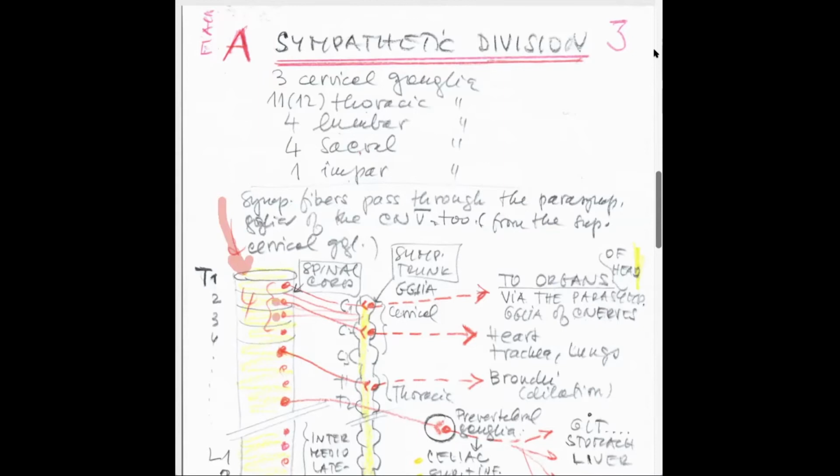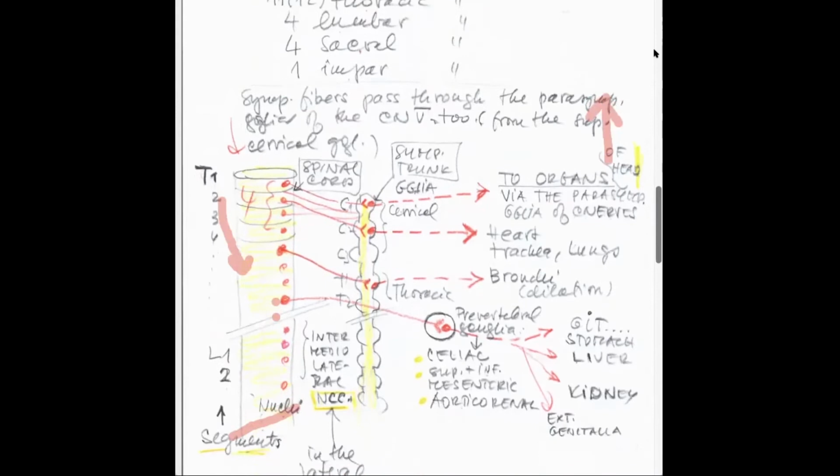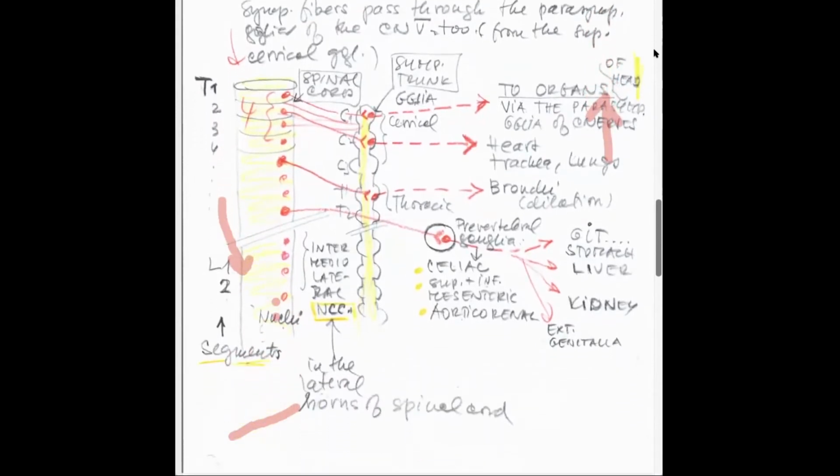Here, I have cut it to show a shorter diagram. If we can move a little bit up. Excellent. And then we have the whole diagram. So again, we are at the level of the spinal cord. We see the nuclei, thoracic and lumbar nuclei. So these are in segments.